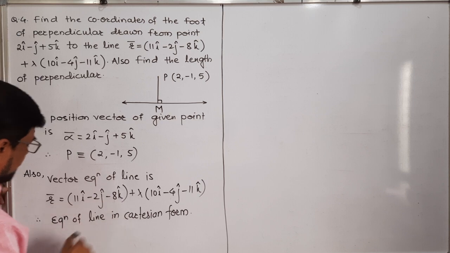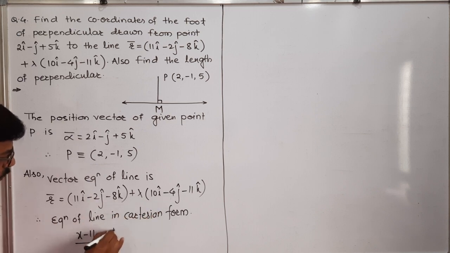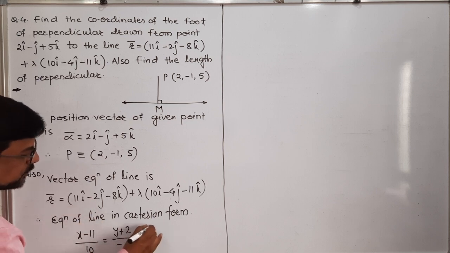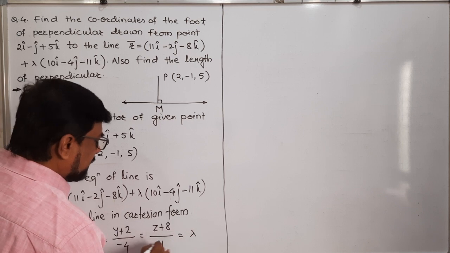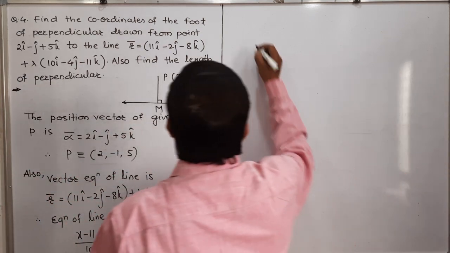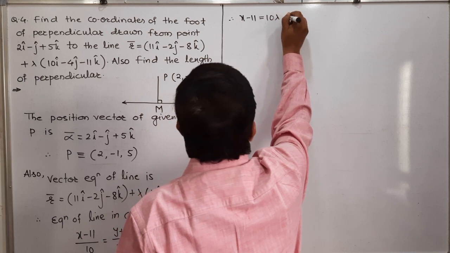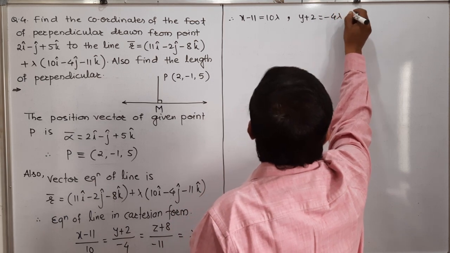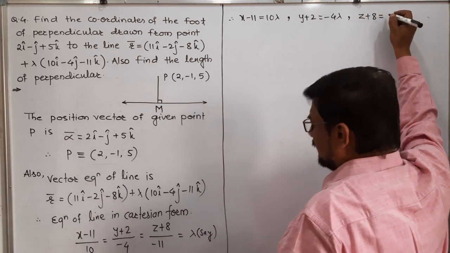The Cartesian equation will be (x minus 11) upon 10 is equal to (y plus 2) upon minus 4, because the y coordinate of the point is minus 2, is equal to (z plus 8) upon minus 11 is equal to lambda. Therefore x minus 11 is equal to 10 lambda, y plus 2 is equal to minus 4 lambda, and z plus 8 is equal to minus 11 lambda.